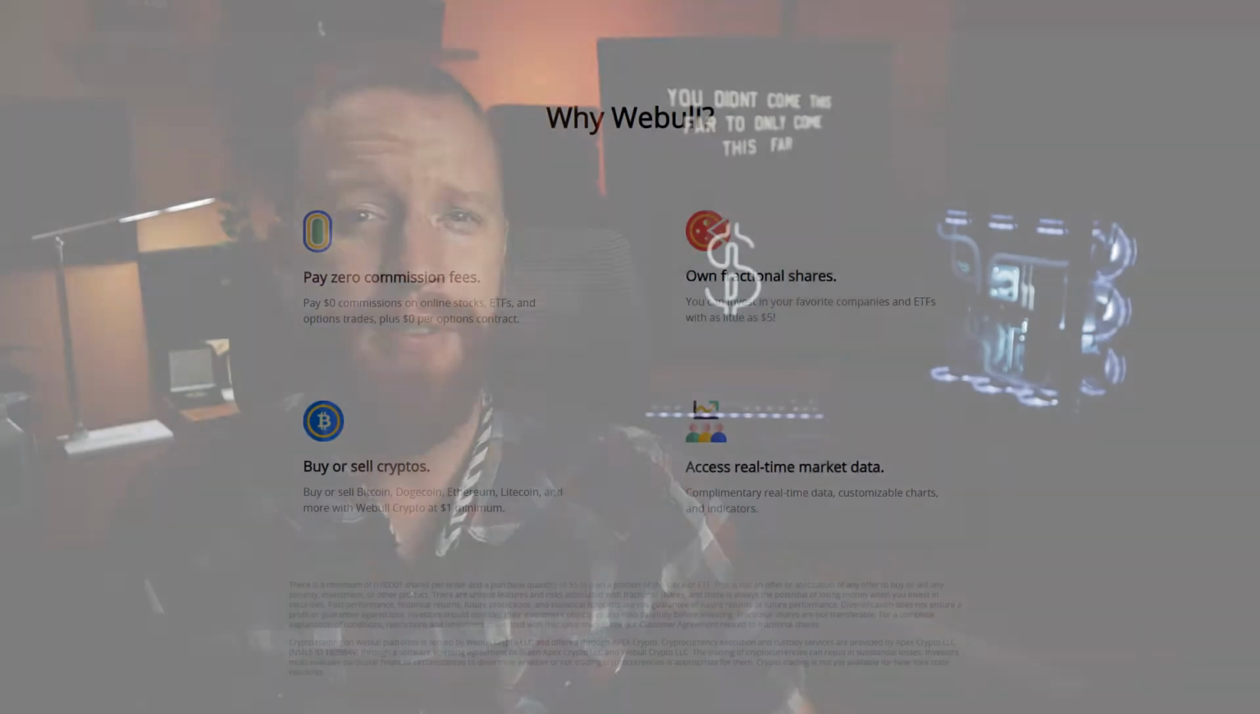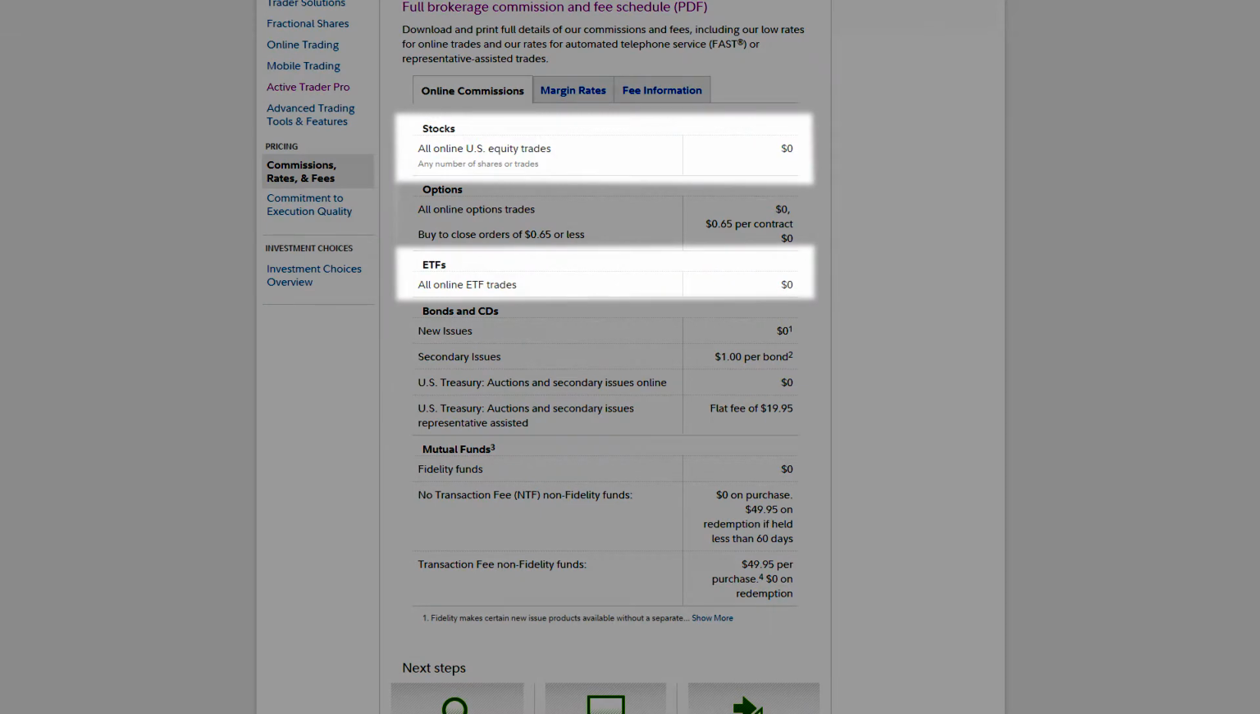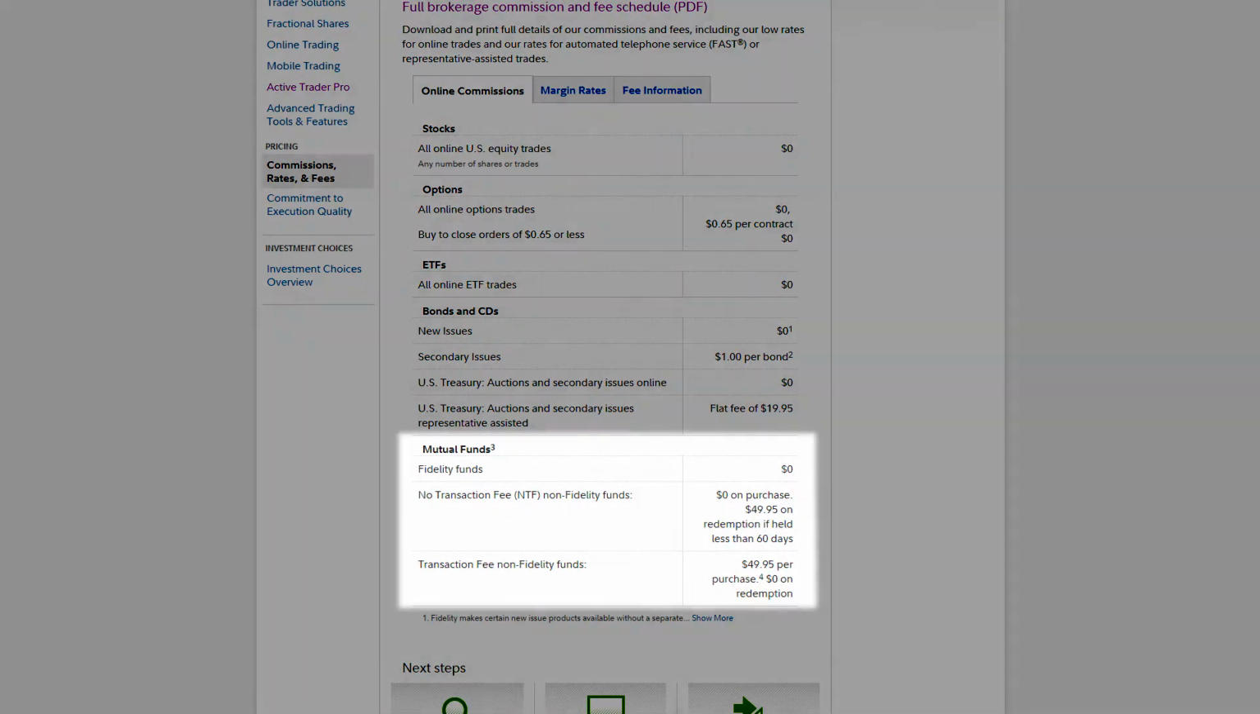First up, let's look at the fee structures for these brokerages. Both Fidelity and Webull offer zero commission trading on stocks and ETFs. Fidelity also offers zero commission on their mutual funds as well as many other companies' mutual funds, and Webull doesn't currently allow for mutual funds trading on their platform, but who knows, they might offer it in the future.